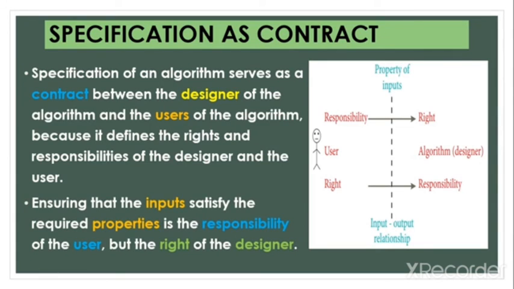Let's see what the contract is. Ensuring that the input satisfies the required properties is the responsibility of the user, but the right of the designer here. When we give our problem to the designer, we also give an input and mention the properties of that input. Whose responsibility is that? It is the user's responsibility. It is also the right of the designer.